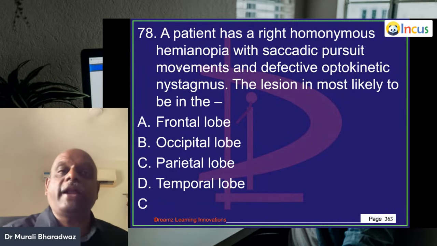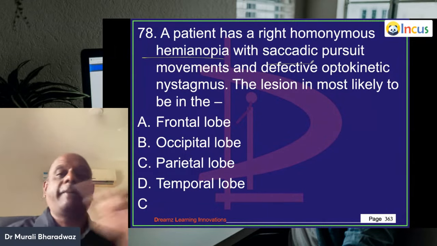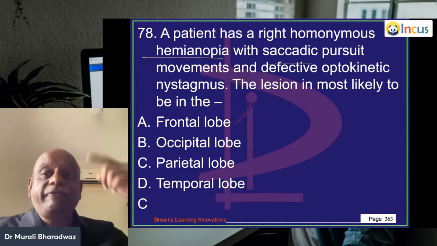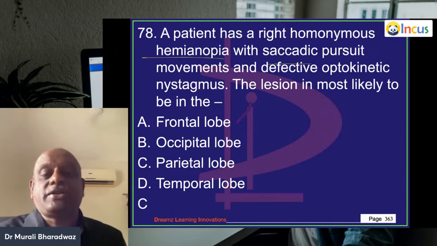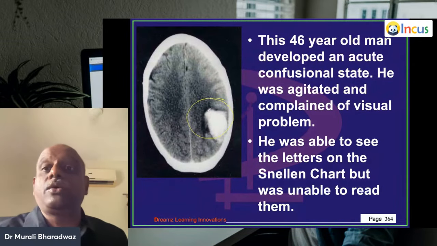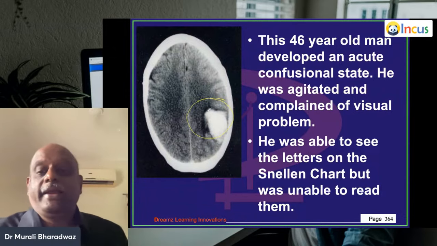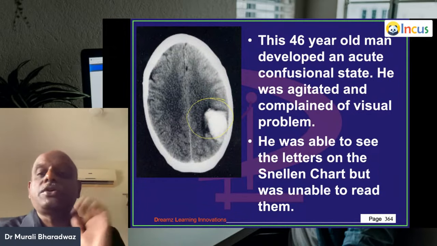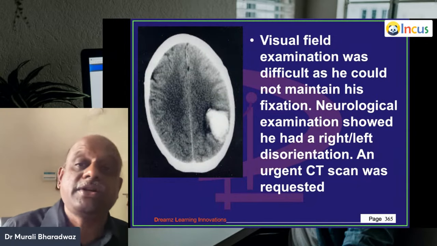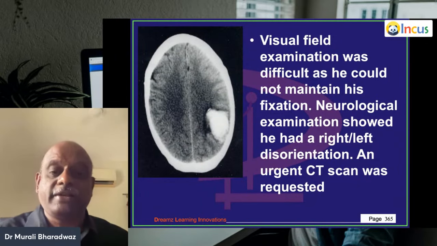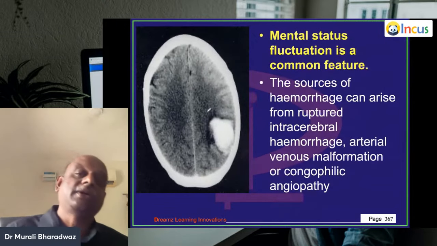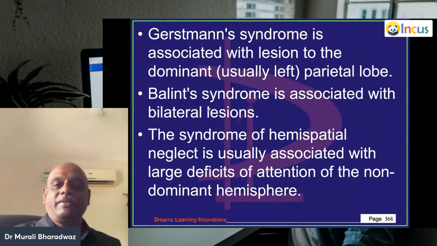Now, a patient with right homonymous hemianopia with saccadic pursuit movement and defective optokinetic nystagmus. Where is the lesion, doctor? Parietal lobe. So you can see a 46-year-old with acute confusional state. He was able to see the letters on the Snellen chart but unable to read them. Visual field examination was difficult as he could not maintain the fixation. And this is how you are able to see the left parietal lobe hemorrhage, which is responsible.